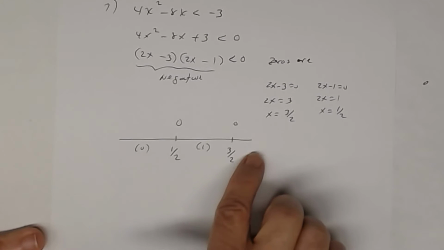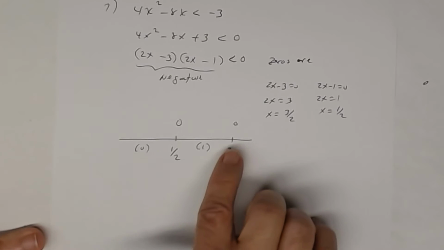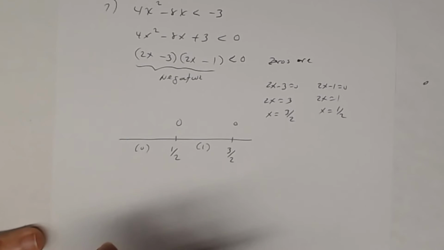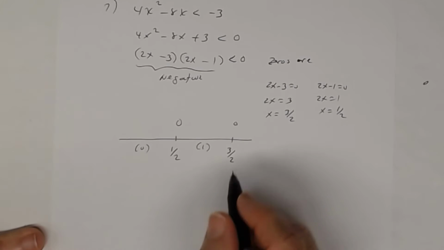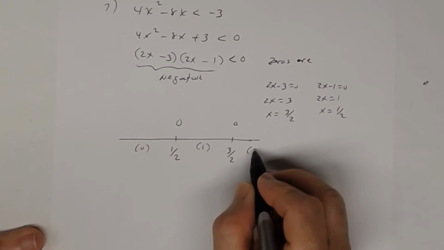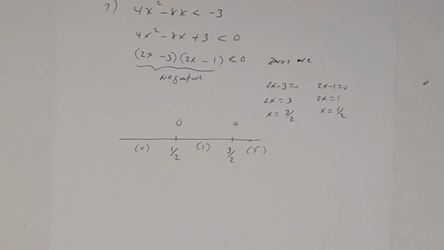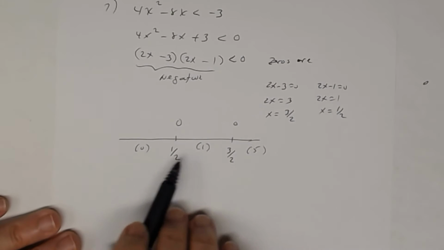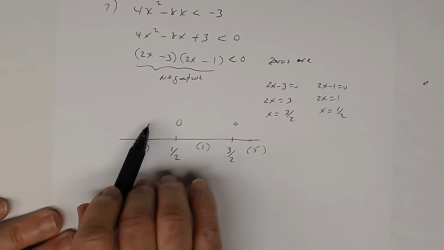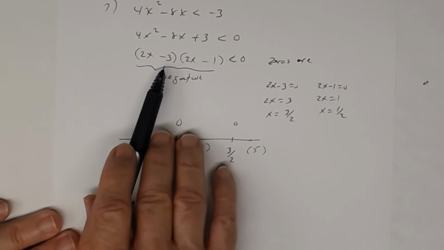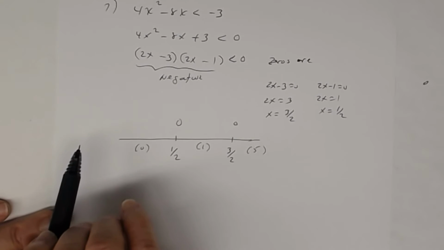So for the next test point, the third one, give me an integer. Always use an integer if possible. Give me an integer that's greater than 3 halves. So an integer greater than 3 halves, let's say, is 5, right? 5 is greater than 3 halves. So those are my test points. Now what I'm going to do is substitute those test points into this factored part to determine if the product's negative or positive.